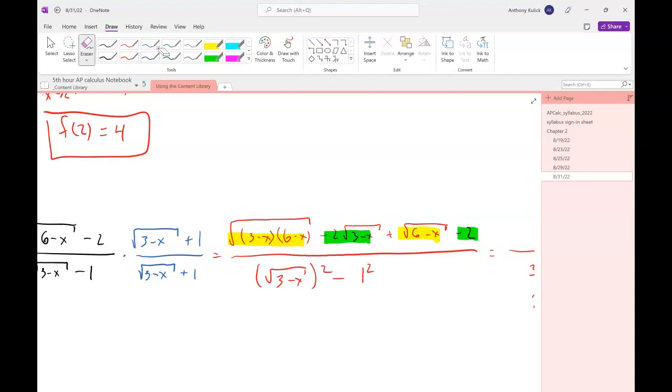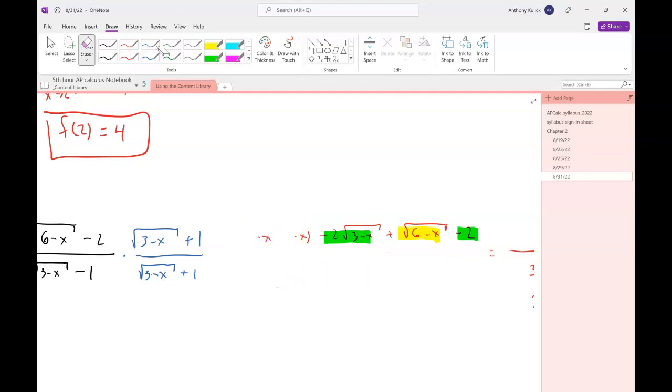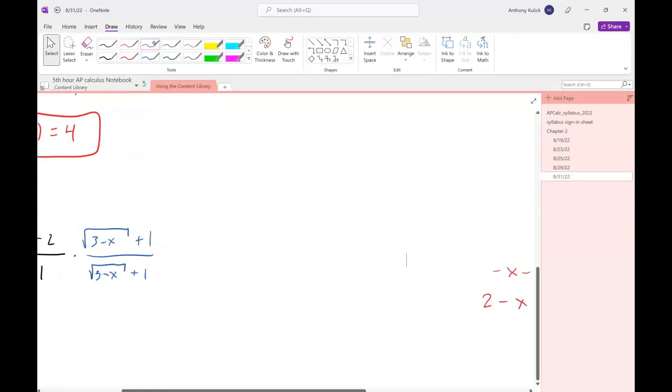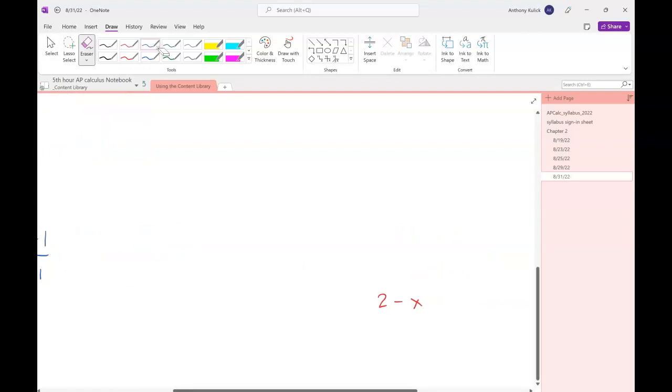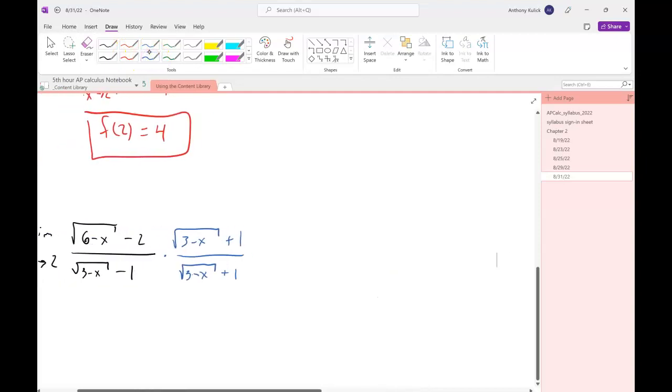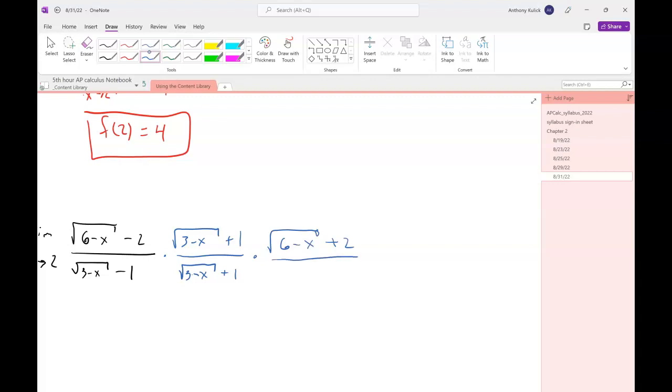You guys ready? So that didn't work, right? So I'm just going to erase what we did there. You guys are okay with doing that? So I'm going to now multiply by both conjugates. Oh, that should not be legal. I don't know.